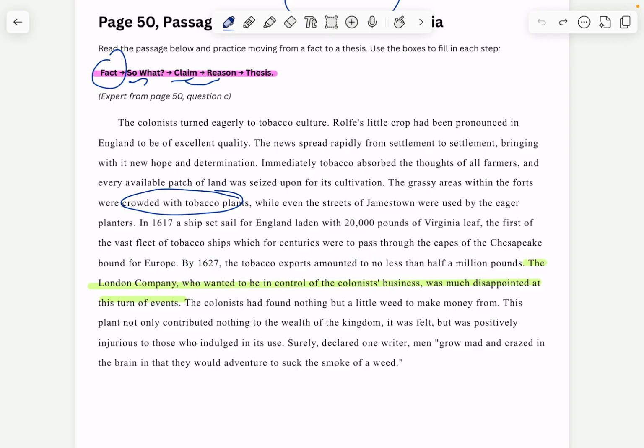Okay, but what I want you to do when you're picking your fact is there are a few things that are important. This fact leads to a deeper analysis, and what I mean by that is it ties to the so what in our thesis building. So this fact matters because it ties to economics. We've talked about how it changed the economy, like England versus the colonies.